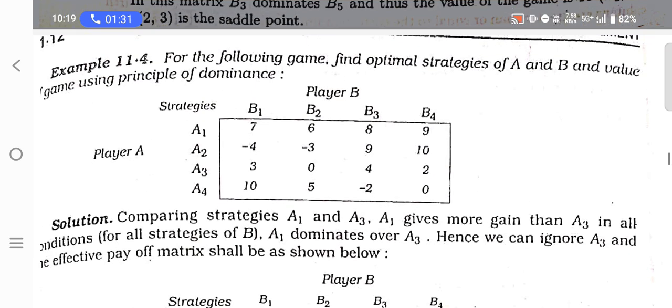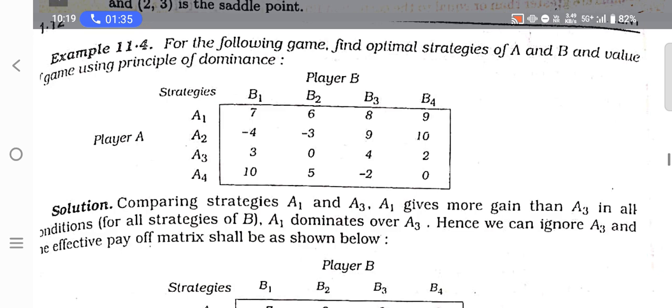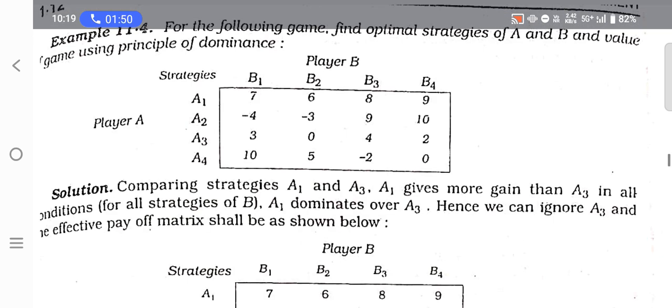I have taken another example of the principle of dominance. Our question is, for the following game, find the optimal strategies of A and B and the value of the game using the principle of dominance. Here we have the pair of matrices for player A and player B.